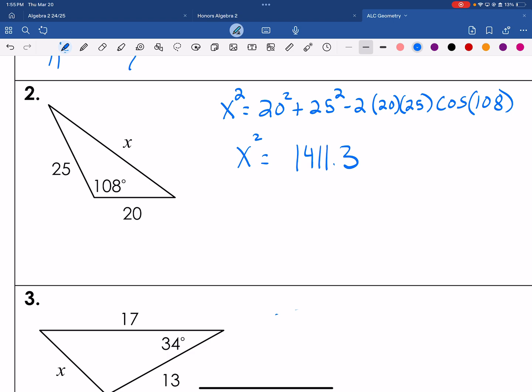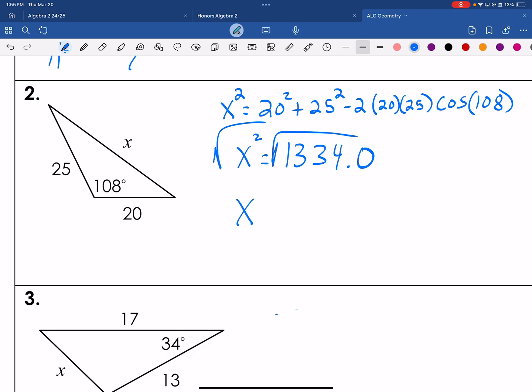So 1,334. Does that sound better? Those of you that actually did it? Okay. It's always good to check your math. Square root of that is 36.5. And there's your solution. Okay.